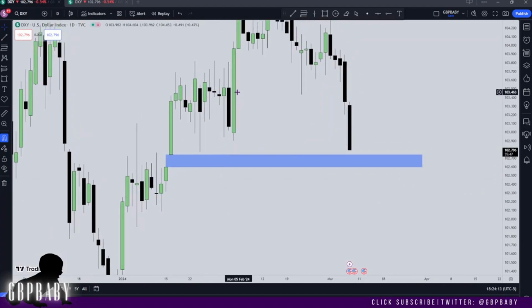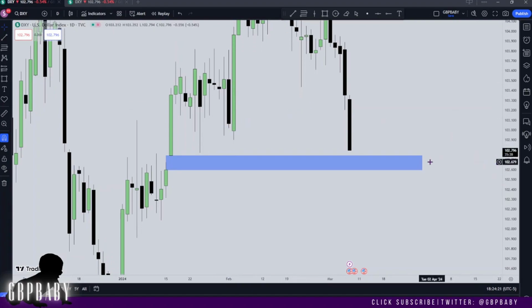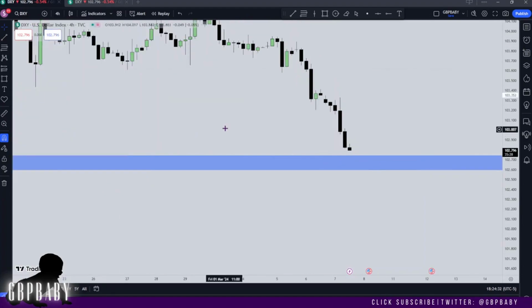But considering we only have Friday tomorrow with non-farm payroll, we still need to be quite wary. And when I say that, I mean that we could always still get a Friday reversal, which is crazy to think. But moving into tomorrow, I want to see us trade into this liquidity void, and I just want to see us fill it, to be honest. I'm not really sure. Let's go to the 4-hour.